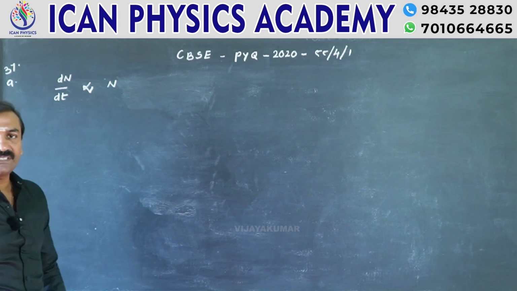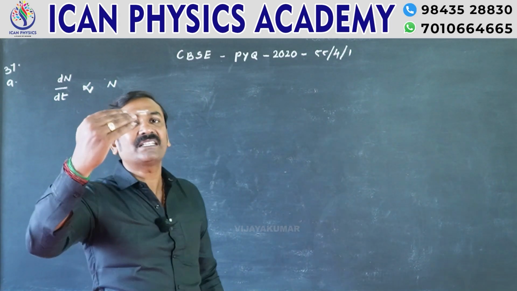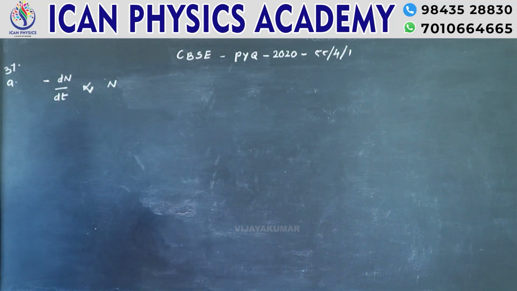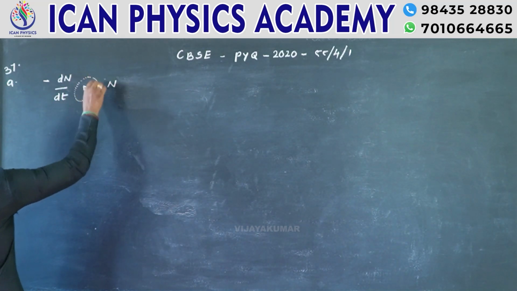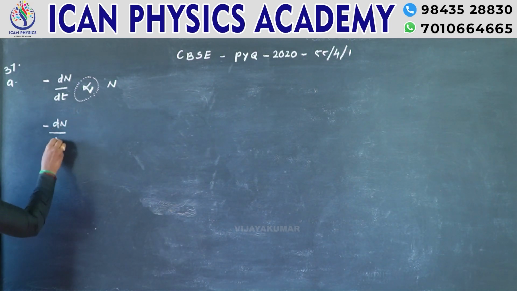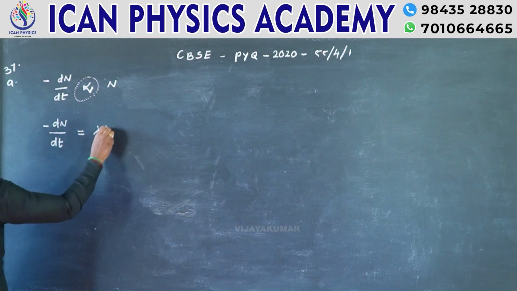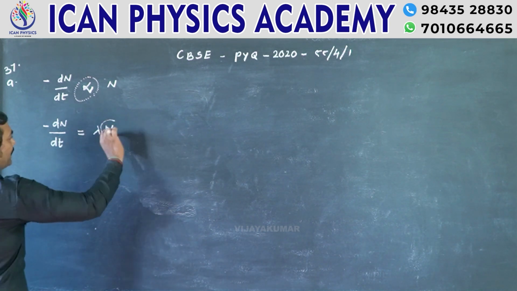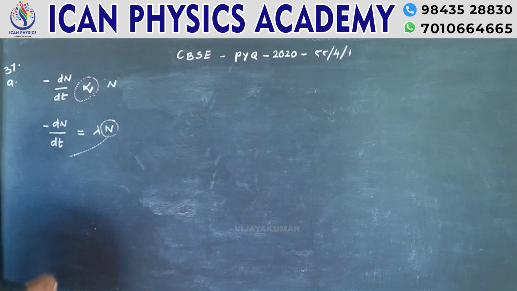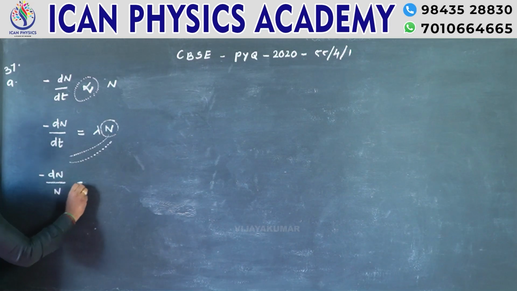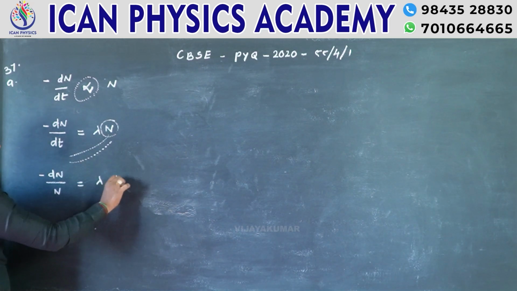So what is the word we used? Disintegration. So the number of atoms decreases, so I put the minus sign. To take the proportional sign, we can add the constant. So minus dN by dt equals lambda N. By using the variable separable method, the multiplication N comes to this side as division, and the division t goes to the right side as multiplication. So minus dN by N equals lambda into dt.